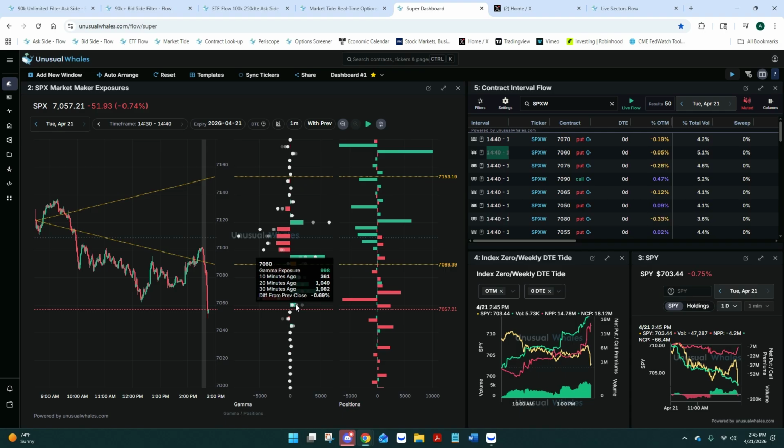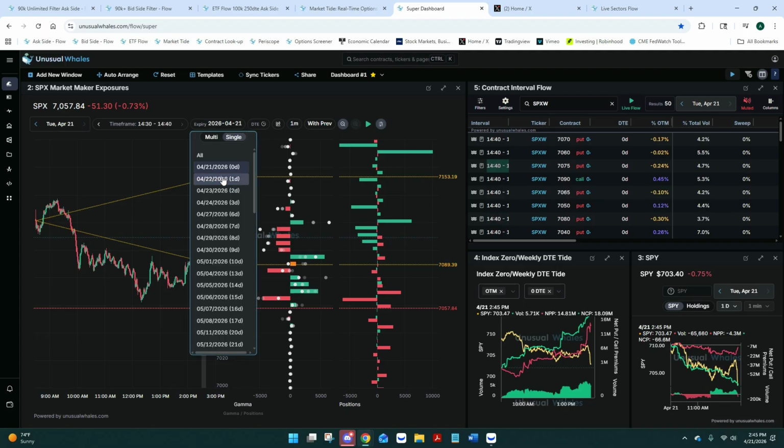So again, keeping an eye on this 7060 here. This is our last line of support. We don't really have any other positioning down here, so they'll typically buy into weakness here. I don't know if I'd want to catch this falling knife, though, to be honest with you.